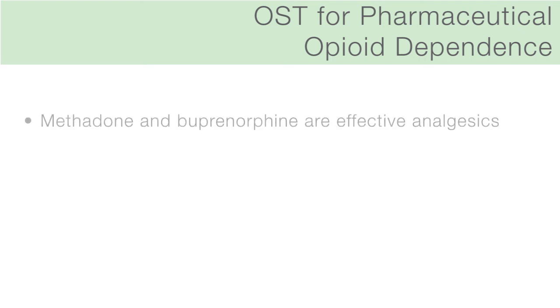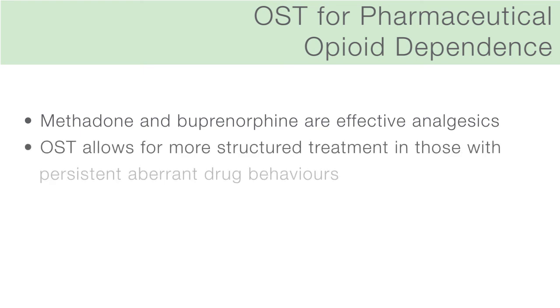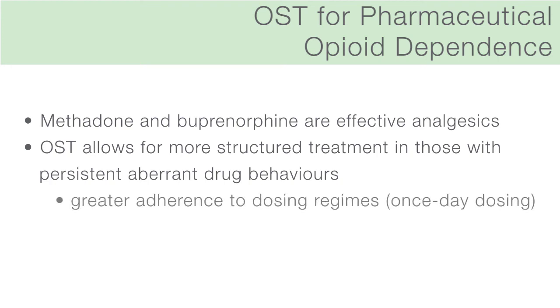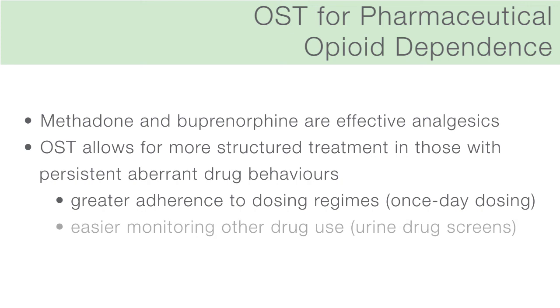Just a last word on opioid substitution therapy. Both methadone and buprenorphine are effective analgesics. They're opioids in their own right. They're long-acting opioids, and they'll probably work for chronic pain as well as other opioids work for chronic pain, up to about 20 to 30% subjectively. They provide more structure, and there is greater adherence to the dosing regimes. It's once a day dosing, often supervised with the pharmacist, and drug monitoring is often easier to apply and monitor as well.